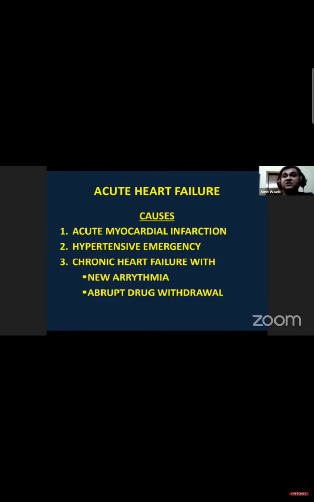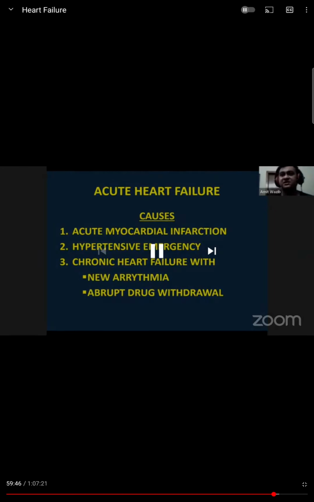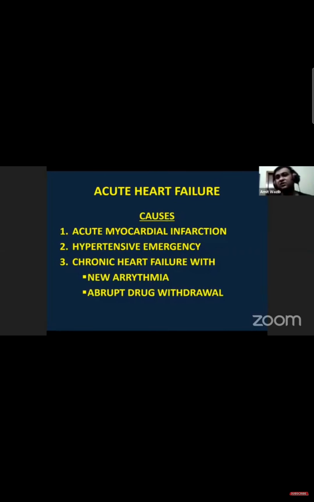So what are the causes of acute heart failure? The most common cause of acute heart failure is acute myocardial infarction. Acute heart failure means the heart failure is developing within hours. The dyspnea is so severe that it brings the patient to the hospital within hours. So the cause of such severe heart failure developing within hours must be something dramatic. That is why acute heart failure is caused by some dramatic conditions like acute myocardial infarction, then hypertensive emergency.